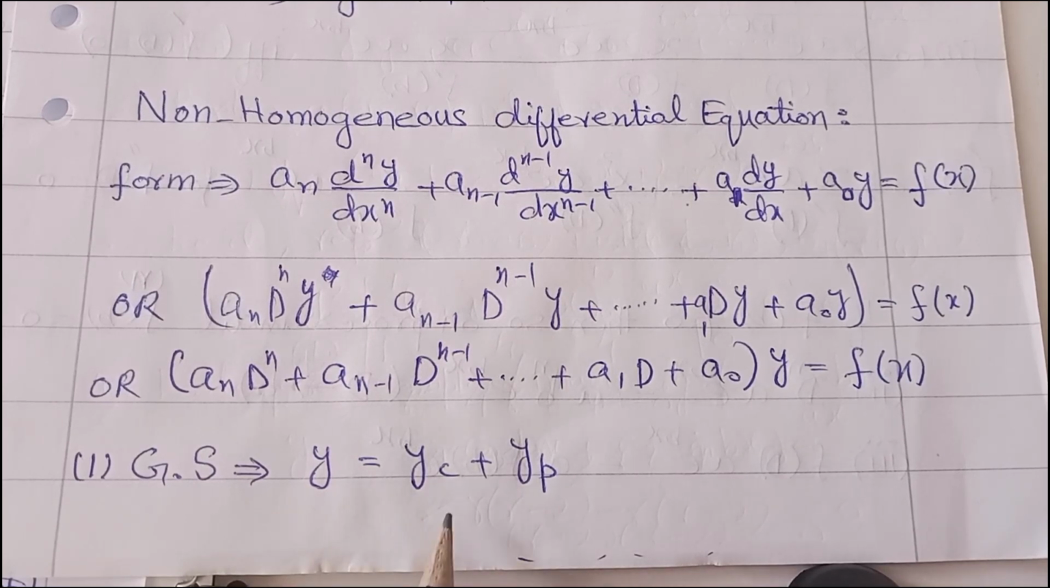As I told you, how do we obtain yc? It is the part we have already learned, the solution of the higher order homogeneous differential equation. So this yc is obtained from the homogeneous part, and this yp will be the solution of the non-homogeneous part of the differential equation, and the combined solution of this entire non-homogeneous differential equation is called the general solution of this differential equation.